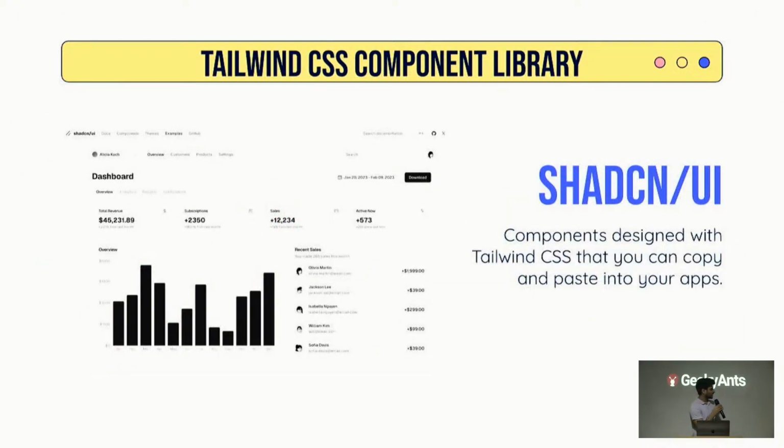So, speaking about Tailwind CSS component libraries, the most famous one for Tailwind is Shadcn UI. Many of you may know about it because it got 23,000 GitHub stars last year.